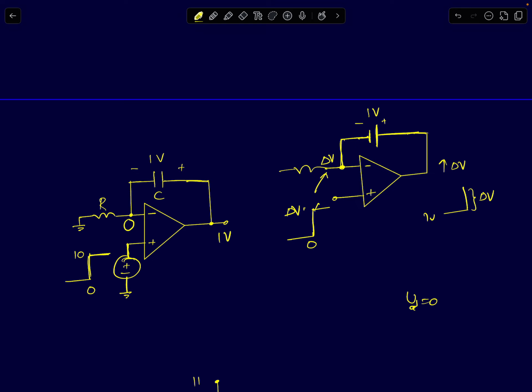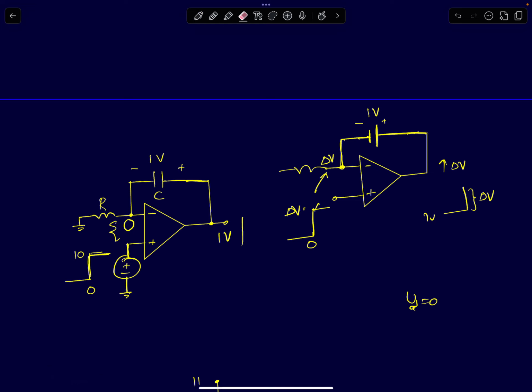Now if you look at the circuit, what do you think is the behavior of the circuit? If you just suddenly apply a 10 volt input to the non-inverting terminal, how does the circuit behave? You have applied a huge differential input that appears at the op-amp's input. Therefore, your output will now suddenly start rising.